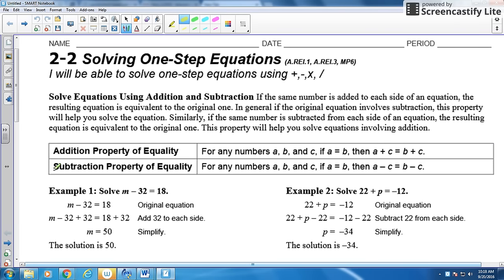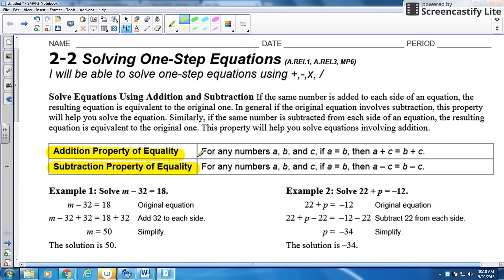And then there's also a subtraction property of equality, that if I subtract the same number on both sides of the equation, then I produce an equivalent equation. Just like when we produce equivalent fractions by multiplying the numerator and denominator both by the same number, we're transforming it, but it's still equivalent. This is the same concept here. So we have the addition property of equality and the subtraction property of equality.